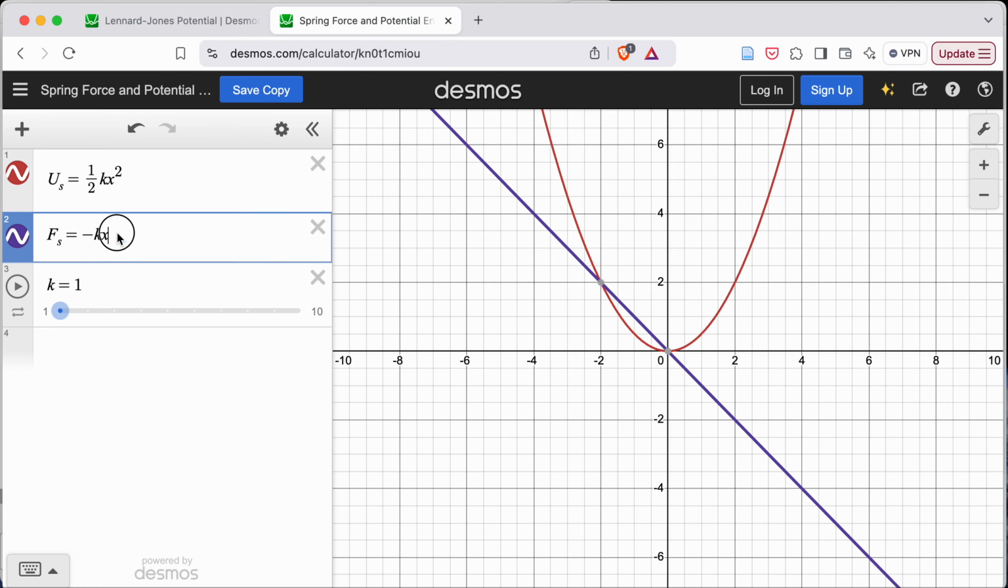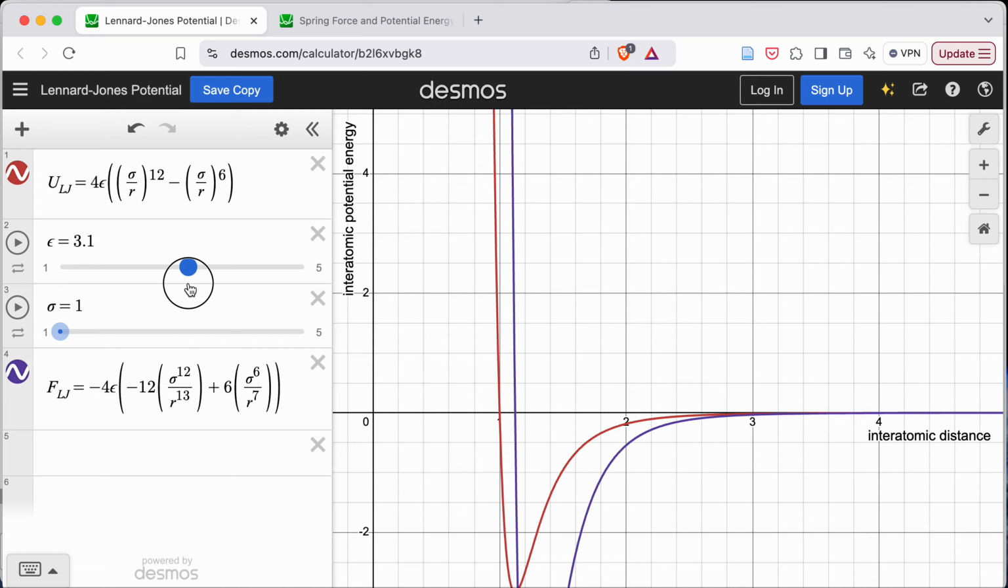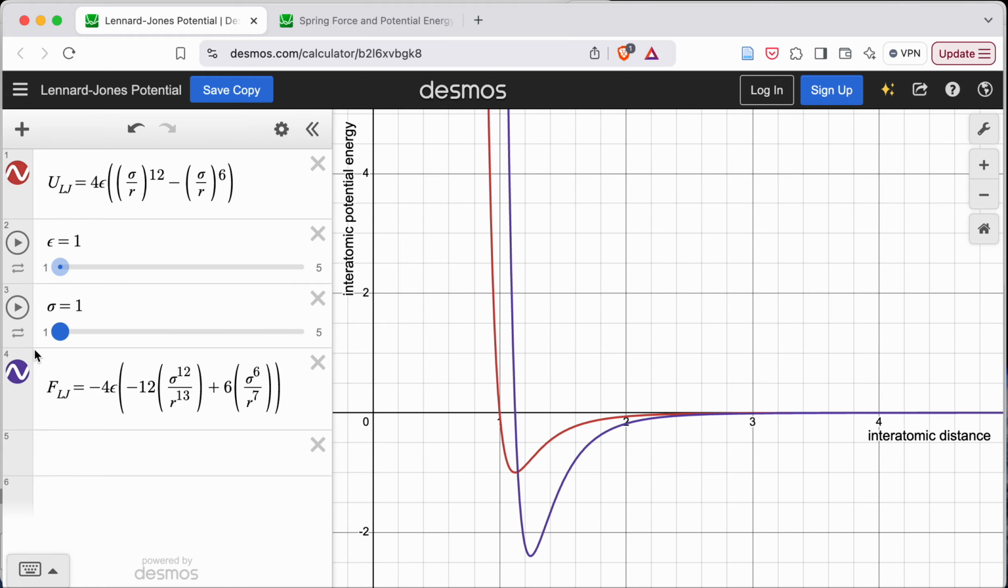Obviously much more complex than this spring potential, but it's just a function of a single variable, r, the distance between the atoms. And we do have these two parameters with which we can model different bond strengths, what the energy well is, and also different bond lengths, but we're just going to leave those both at 1 for now.